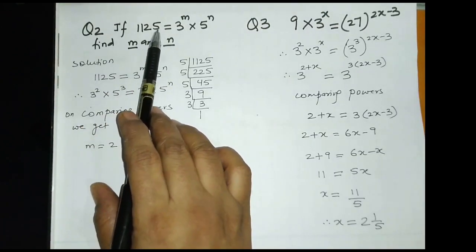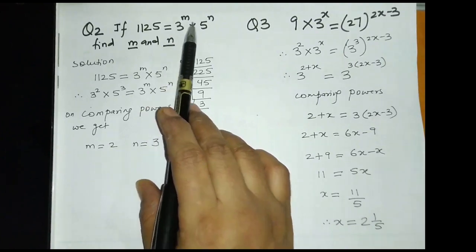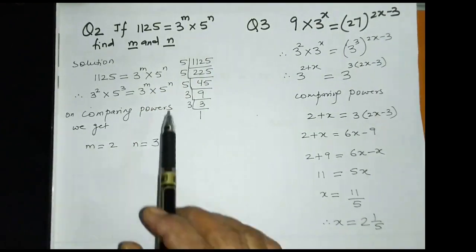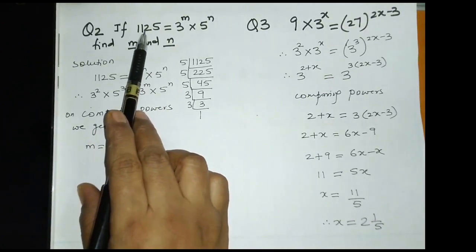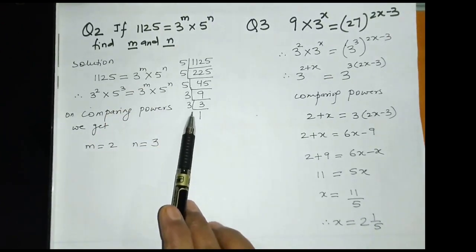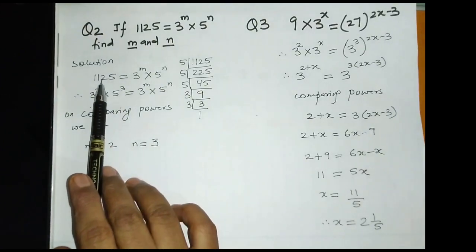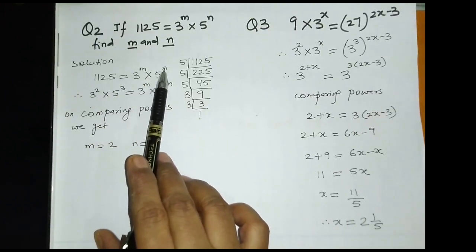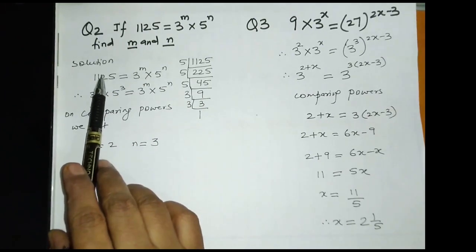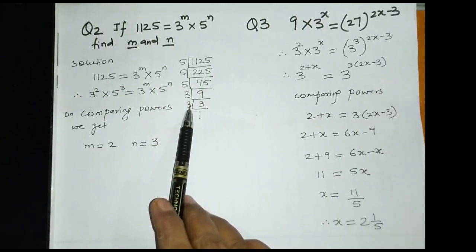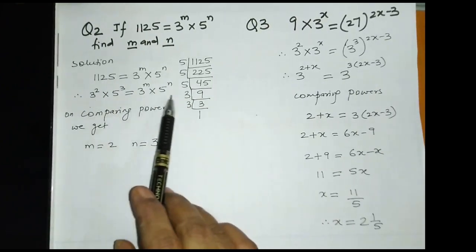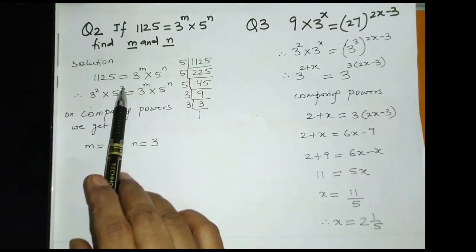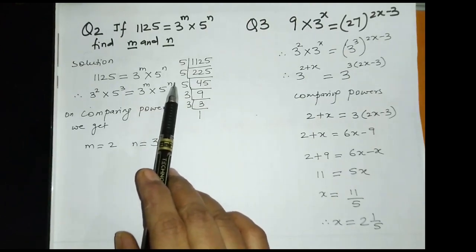If 1125 is equal to 3 raised to m into 5 raised to n, we have to find m and n. First we will find factors of 1125. These are the factors. So 1125 is equal to 3 raised to m into 5 raised to n. We'll write the factors which we found out here. 1125 is 3 square, 5 cube, equals to 3 raised to m, 5 raised to n.